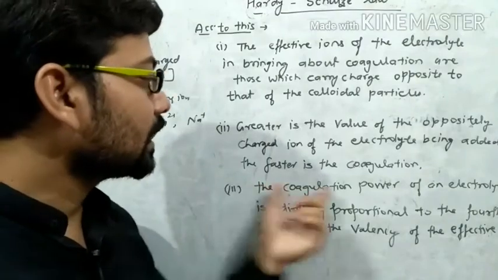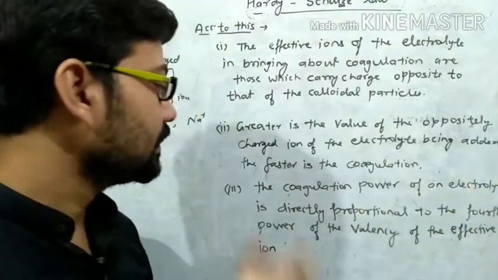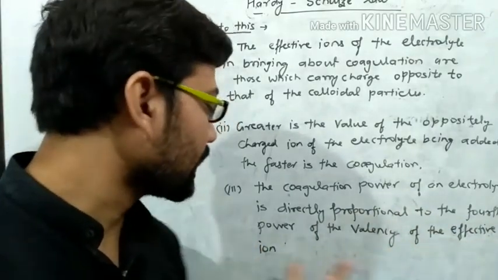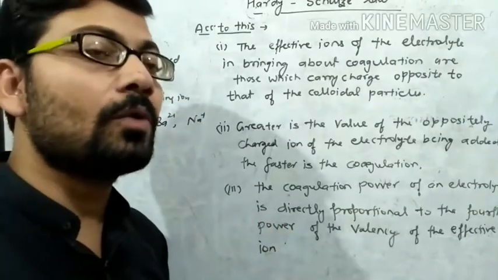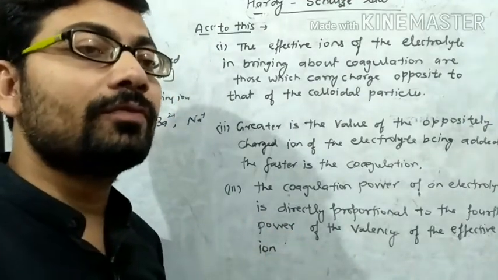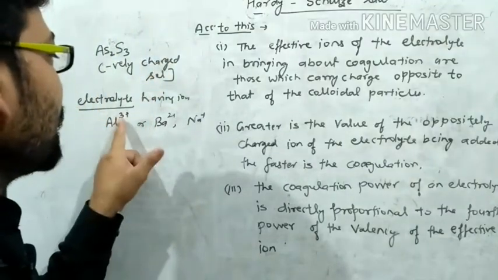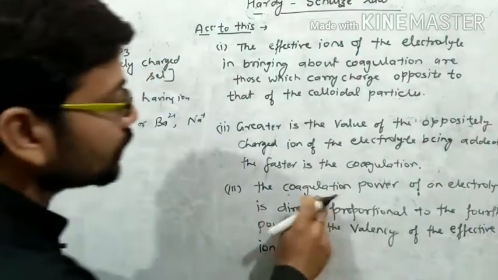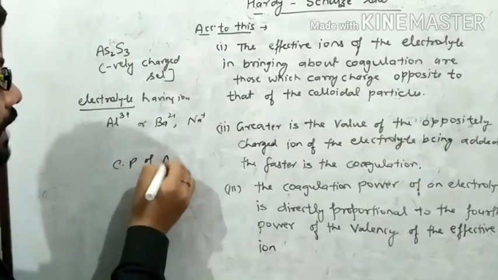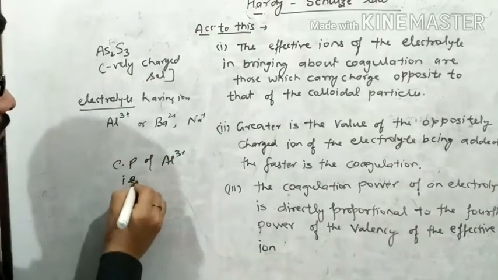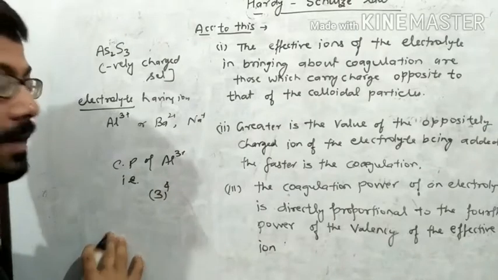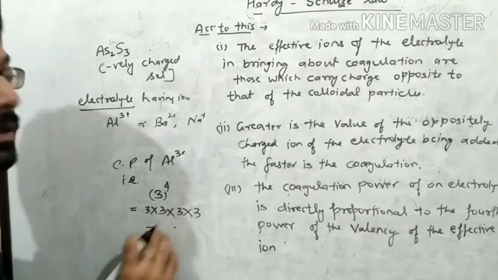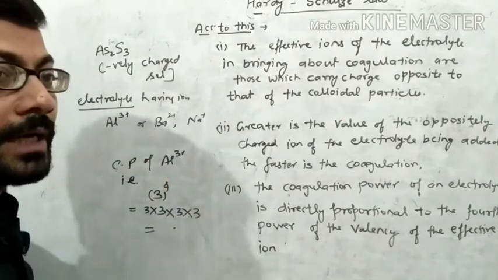Now the third point, the coagulation power of an electrolyte is directly proportional to the fourth power of the valency of the effective ions. Mean जो coagulation power होगा किसी भी electrolyte की उसकी वैलेंसी का फोर्थ पावर होगा. जैसे एल्युमिनियम की यहाँ पर वैलेंसी 3 है तो इसकी 3 का फोर्थ पावर. Means coagulation power of aluminium is 3 raised to the power 4, means 3 into 3 into 3 into 3. So this is the coagulation power of aluminium, right?